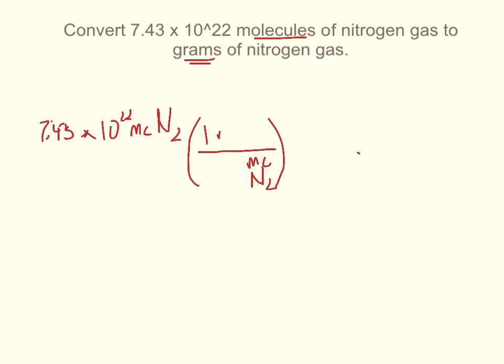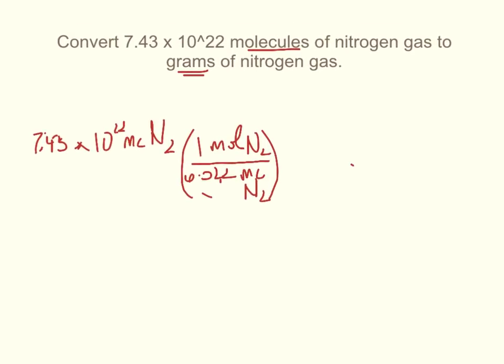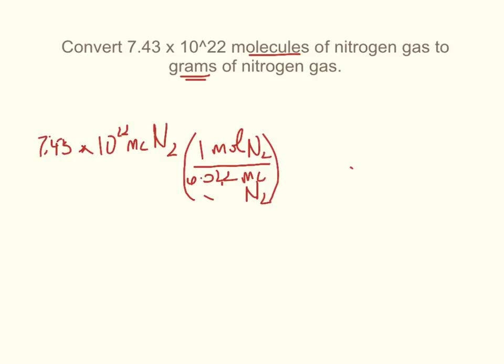For every 1 mole of N2, I have 6.022 times 10 to the 23rd molecules of N2. But I'm not where I need to be yet. My molecules have canceled, but I'm still at moles. And so I need to do one more problem here.